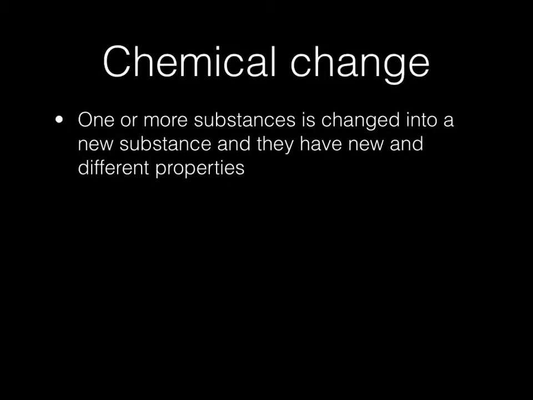A chemical change is when one or more substances is changed into a new substance, and they have new and different properties. And this actually happens a lot in your daily life that you may not even realize. Take, for example, a battery. Every time you use a battery, you're producing some sort of chemical change. The chemical inside the battery is producing an energy. That's why batteries eventually will wear out, because the chemical inside of it dries out and no longer works.